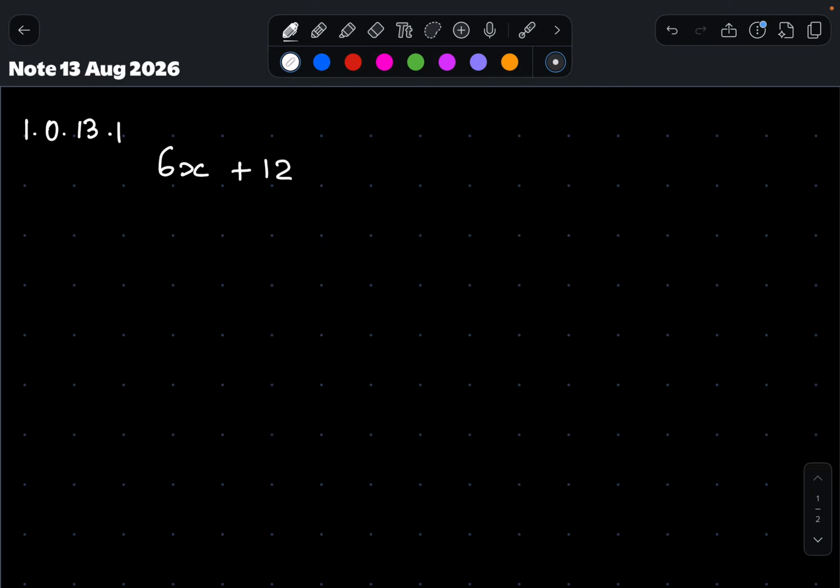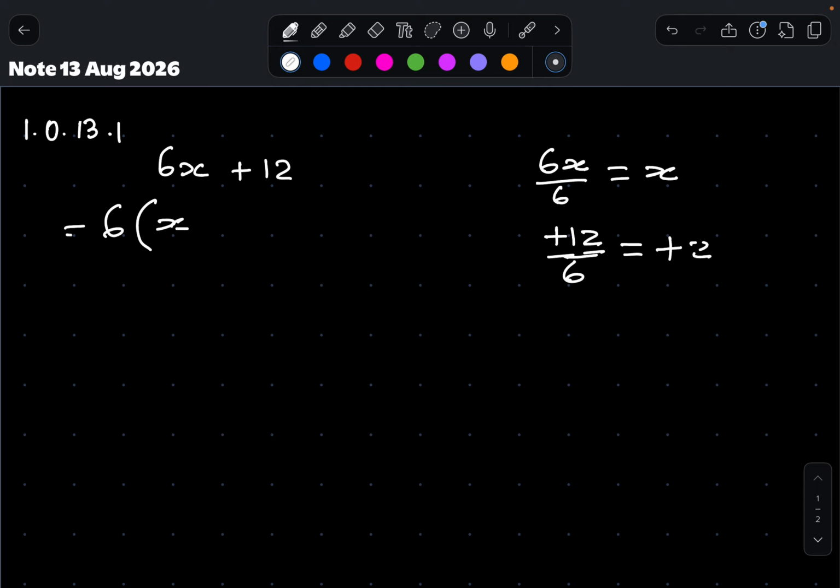So we take it out, and then what you can do is this. You can say 6x, you divide it by 6. You can do that on the side. This is going to give you x. It means the first term gives us x when you factorize it. And then the second term is positive 12. You divide it by 6. That will give you positive 2. And that will be plus 2 there. Right? And that is fully factorized.